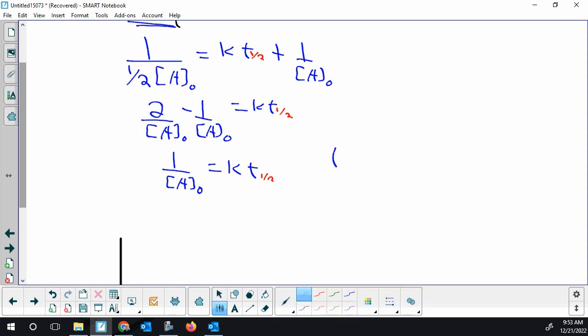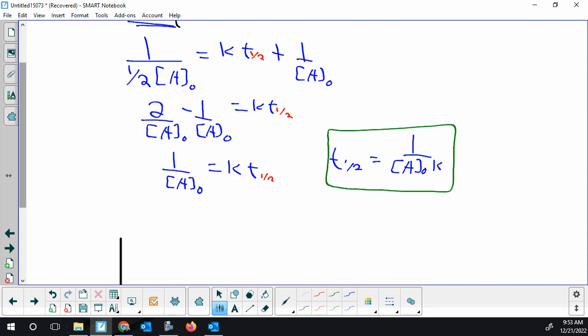So for second order kinetics, the half-life is 1 over the original concentration times the rate constant. Before, in first order kinetics, T1/2 equaled just a function of the rate constant, which meant that the half-life was constant. Here we have a concentration factoring into our half-lives. So the half-lives are not constant. They vary depending on the original concentration.